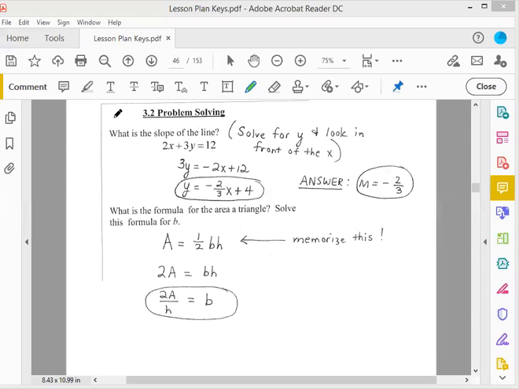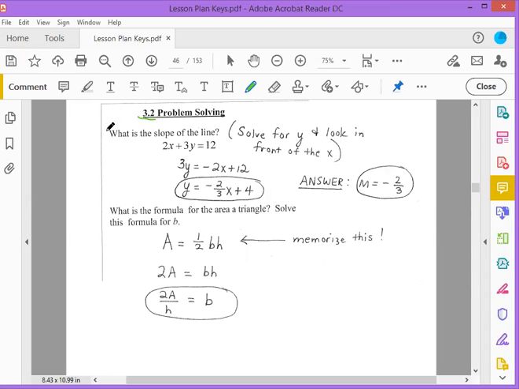Hello everyone, this video will cover notes for section 3.2. Let's begin. The first problem, what is the slope of the line? And you're given the equation of the line, 2x plus 3y equals 12.